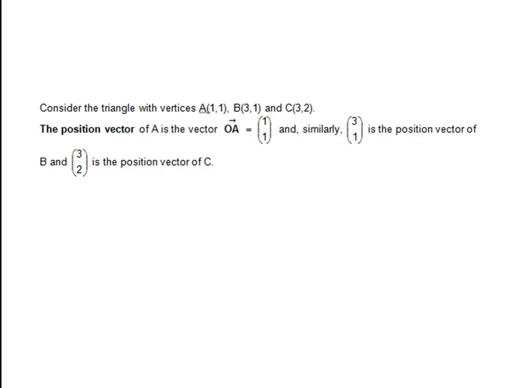If we've got the triangle with vertices, the point A at 1, 1, the point B at 3, 1, and the point C at 3, 2, then the position vector of A is the vector joining O to A, which is the vector 1 in the x direction, 1 in the y direction. Similarly, the position vector of B is the vector 3, 1, and the position vector of C is the vector 3, 2.